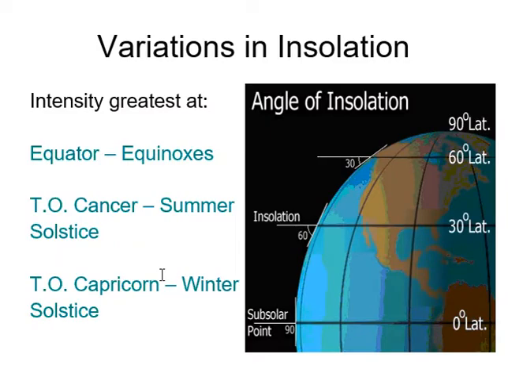So to summarize, the intensity of insolation is greatest at the equator during both equinoxes. That's spring and fall, September and March. The Tropic of Cancer gets direct rays in the northern hemisphere summer, 23.5 degrees north. And during the northern hemisphere's winter, the Tropic of Capricorn receives direct rays.